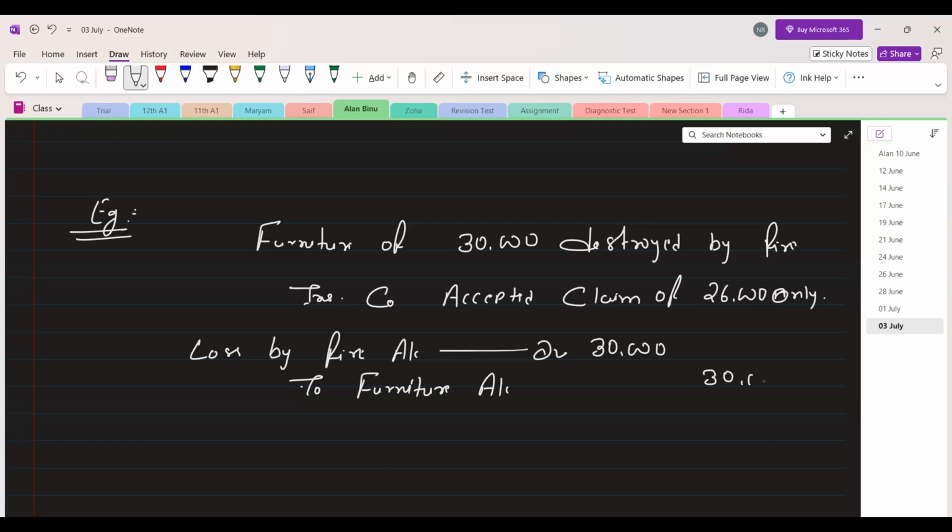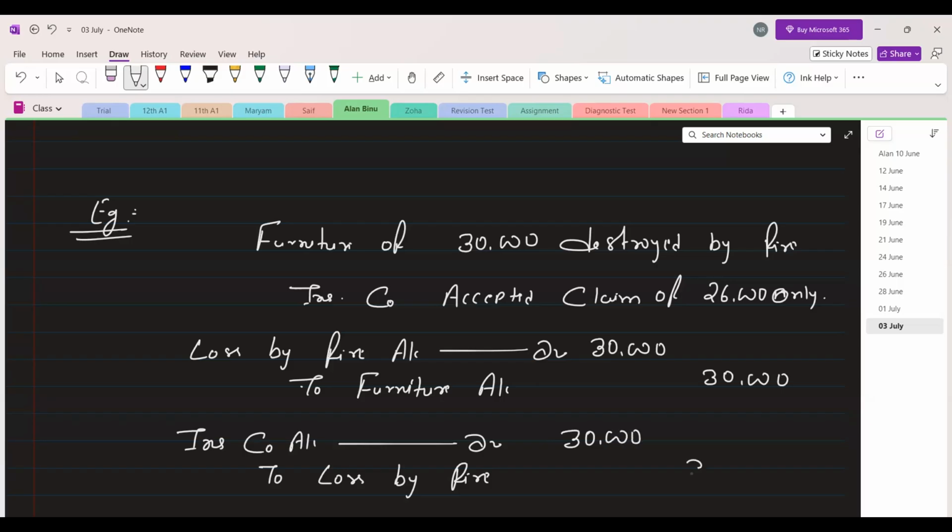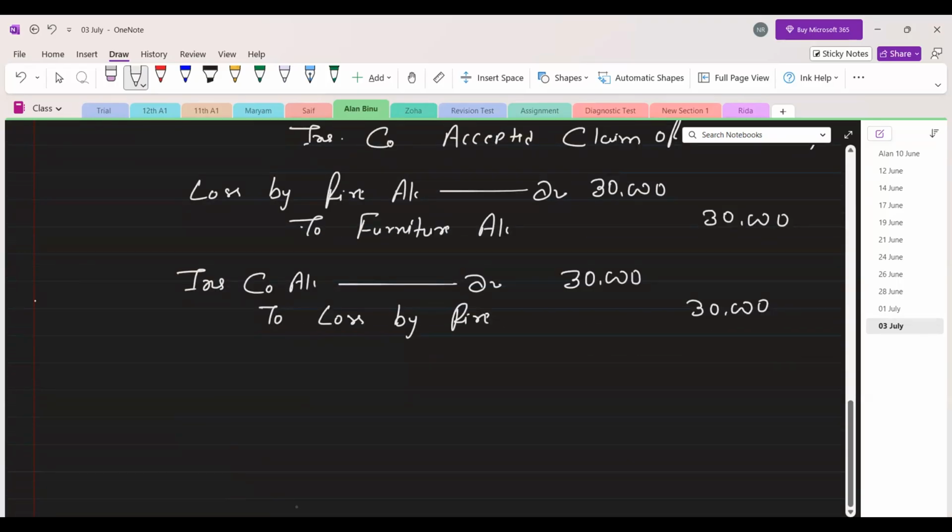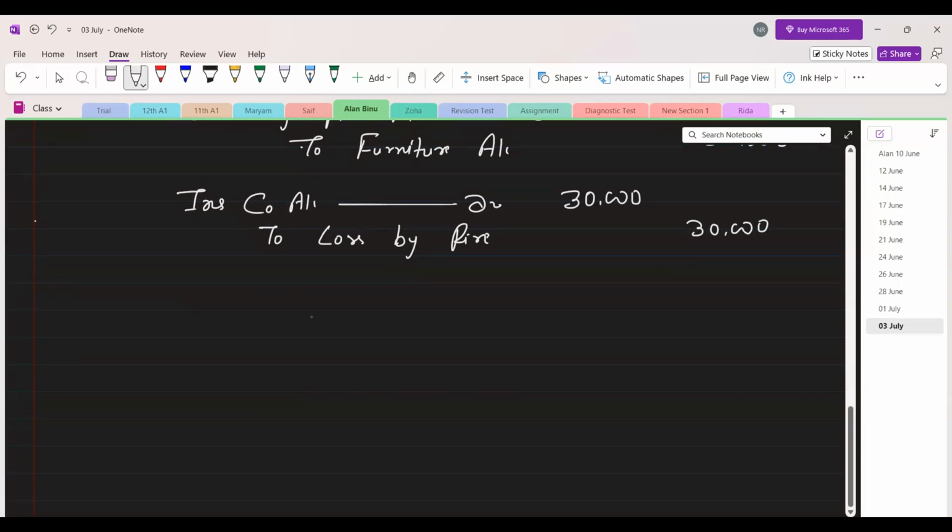Now you have to make a claim. So insurance company account debit to loss by fire, 30,000. But then they accepted a claim of only 26,000. So the second entry is for making a claim, and the third entry will be for acceptance of claim. So how many entries will there be? One for loss, happening of loss, second for making a claim, and third for accepting the claim.